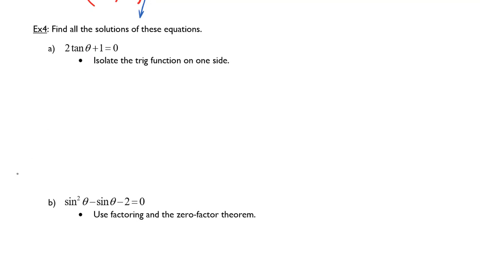This first example gives us 2 tangent of theta plus 1 equals 0. I'll go ahead and check for degree 2, which it doesn't have. So the next thing I'll do is isolate the trig function on one side. That gives me 2 tangent of theta equals negative 1 by bringing that 1 over. Then I'll divide both sides by 2. And that gives me tangent of theta is equal to negative 1/2.